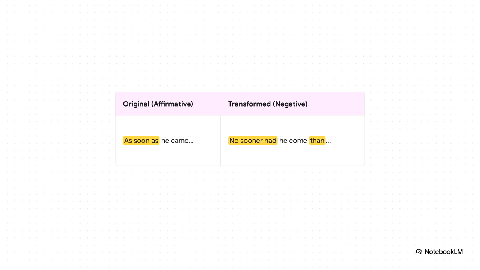Just memorize that structure. And here's another fan favorite from the exam setters, the too-to transformation. Now, whenever you see too weak to walk, it's already got a negative vibe, right? So when you transform it, you just make that negative part super obvious. It becomes so weak that he cannot walk.